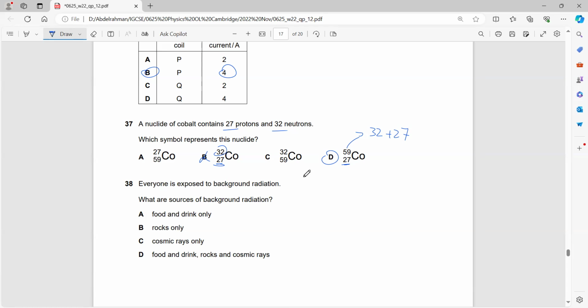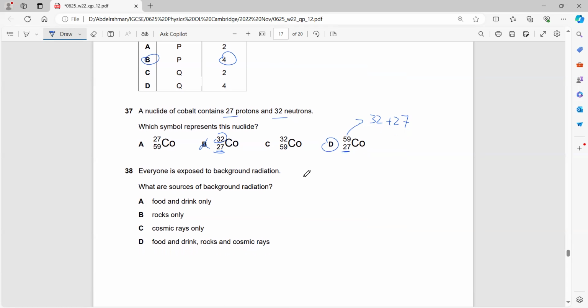Everyone is exposed to background radiation. What are sources of background radiation? Food, rocks, and cosmic rays.